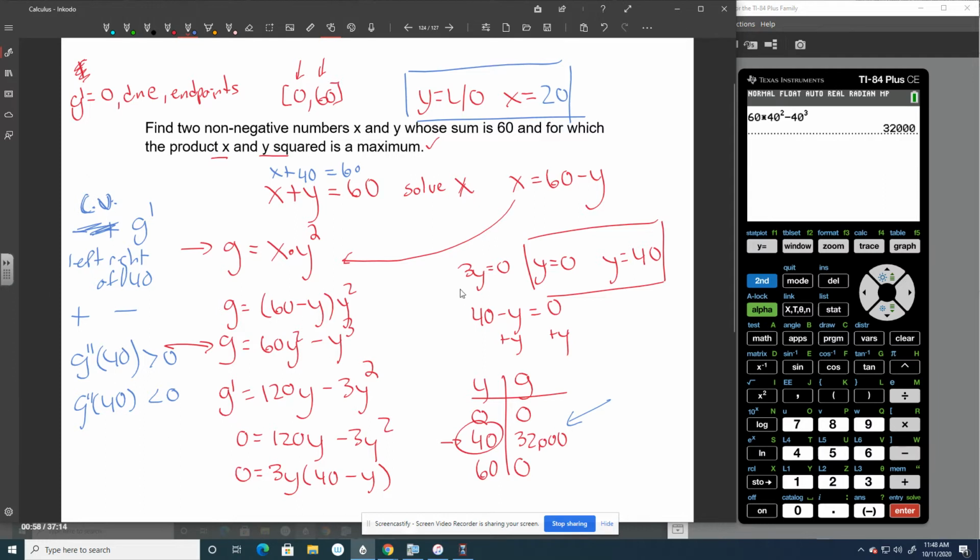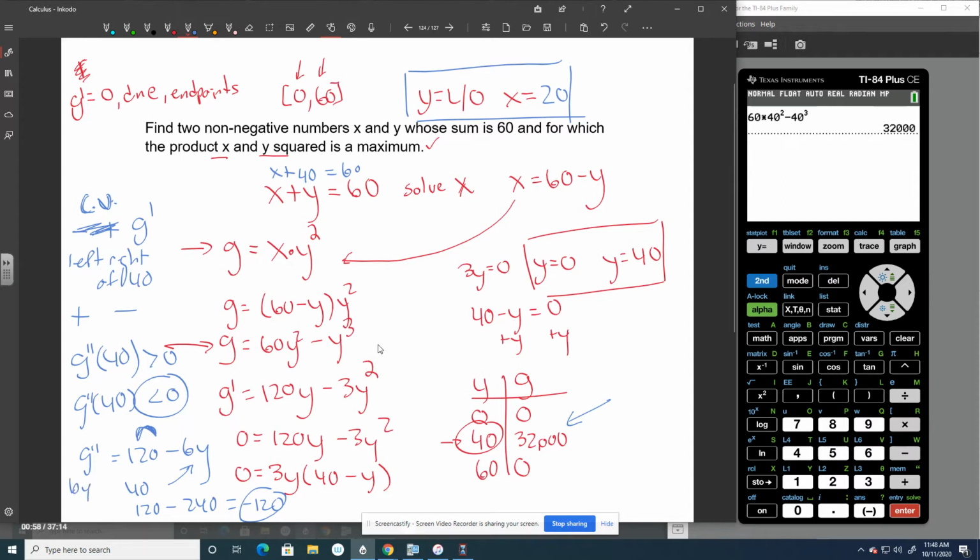So to me, I already have the derivative. It's really up to me which one we use to check. The second derivative of this would actually be pretty easy because G double prime is just 120 minus 6y. So when I plug in 40 right here, I get 120 minus 240, which is negative 120. So I'm less than 0, which tells me that it's concave down, which means that it's a maximum.